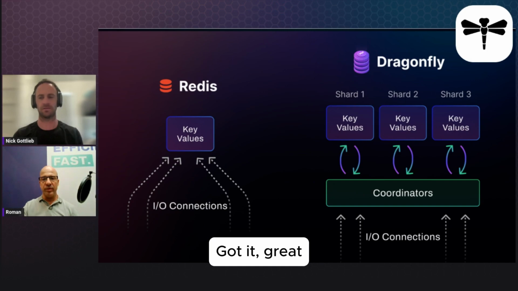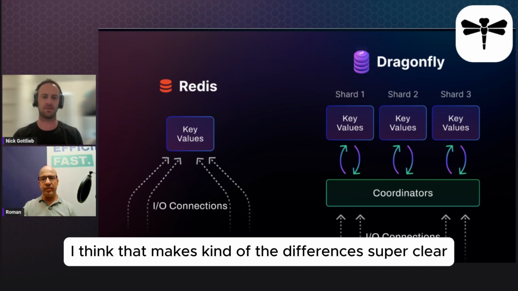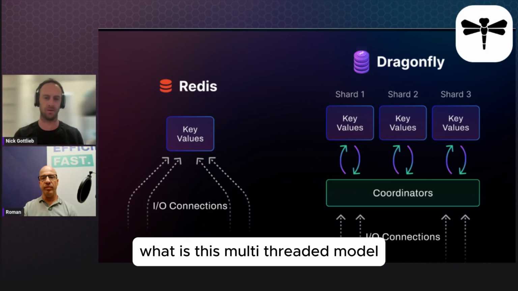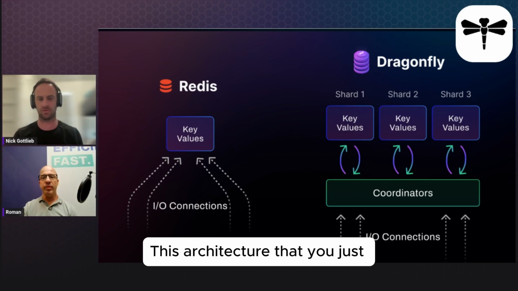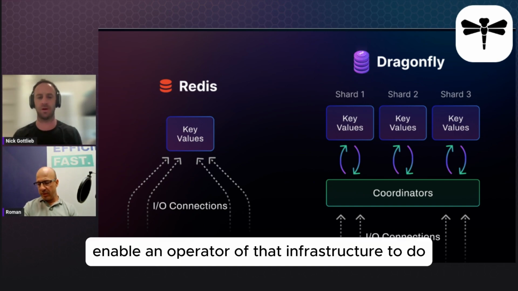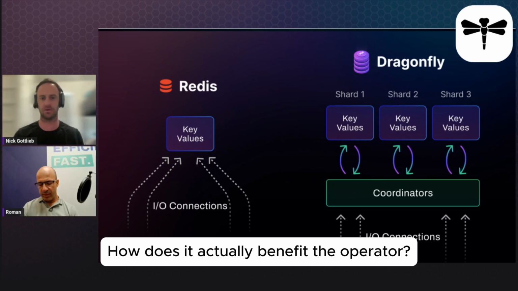Got it. Great. Thanks for walking through all that. I think that makes the differences super clear. So what I'd love for you to explain next is what is this multi-threaded model, this architecture that you just described with Dragonfly? What does this actually enable an operator of that infrastructure to do? How does it actually benefit the operator?